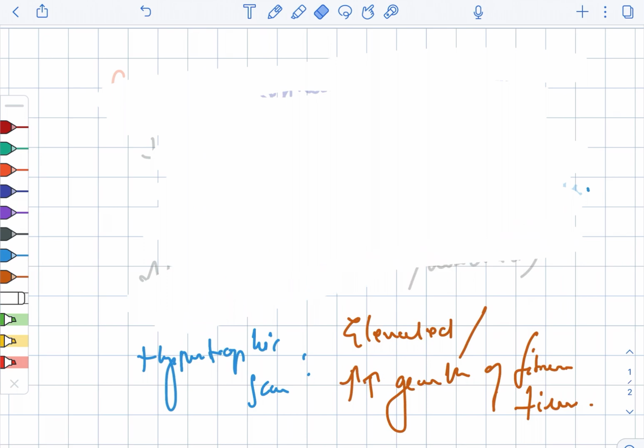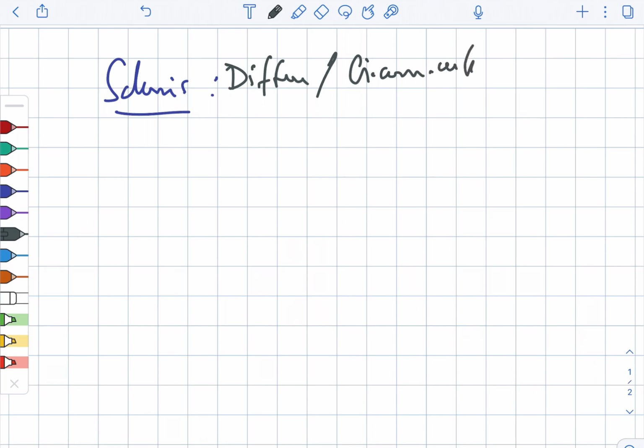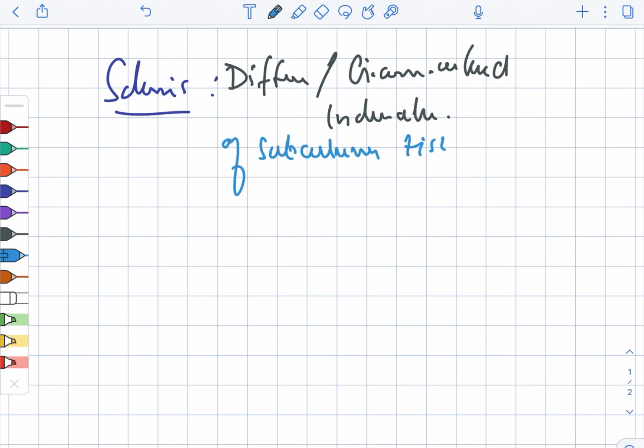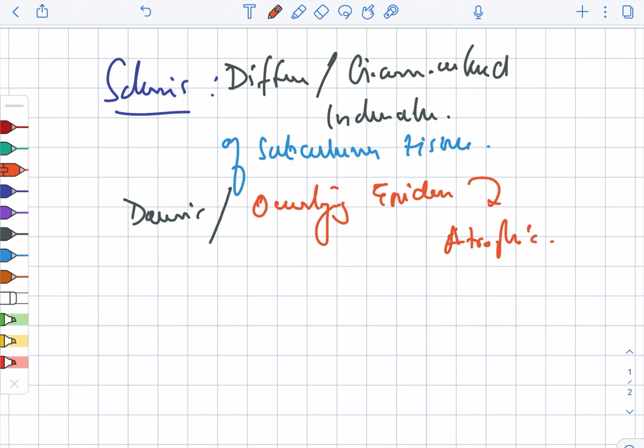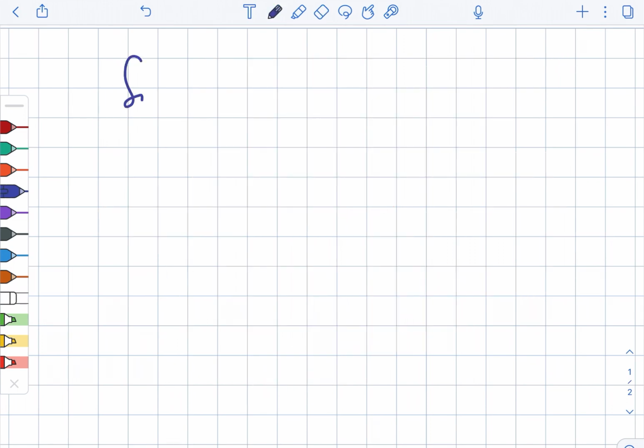Now we are looking at what is sclerosis. Sclerosis is diffuse, or it can be circumscribed induration of the subcutaneous tissue. It involves the dermis, and the overlying epidermis may be atrophic. It is characteristically seen as scleroderma. Next we are looking at something known as the sinus. A sinus is a cavity, also known as a tract, and it has a blind ending.